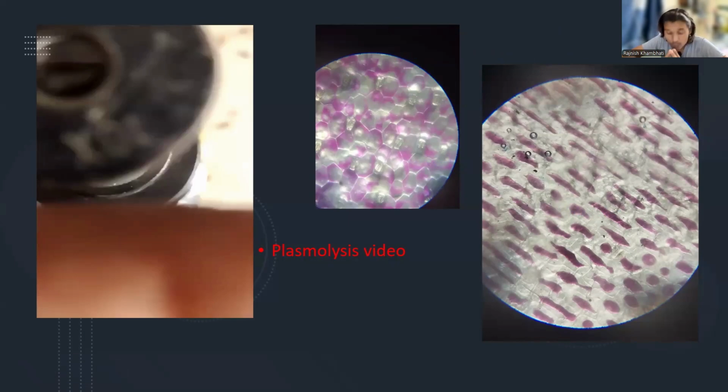But the question is, what happens if we put the plant cell into such a solution? There will be no same effect, because plant cells have the cell wall. Now, first see the video.